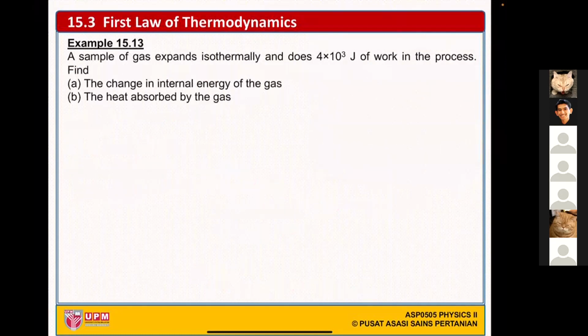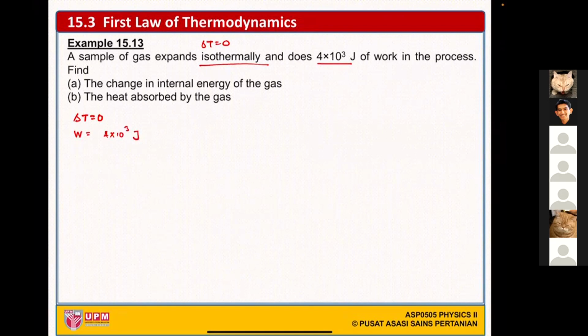A sample of gas expand isothermally. Maknanya dia expand isothermally. Bila isothermally maknanya the change in T adalah sama dengan 0. So tulis je. The change in T sama dengan 0 ke information. And does 4,000 joule of work. Maksud work sama dengan 4 kali 10 kuasa 3 joule. Does 4,000 of work in the process.